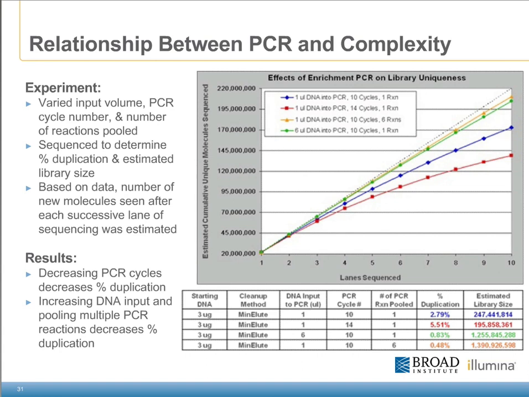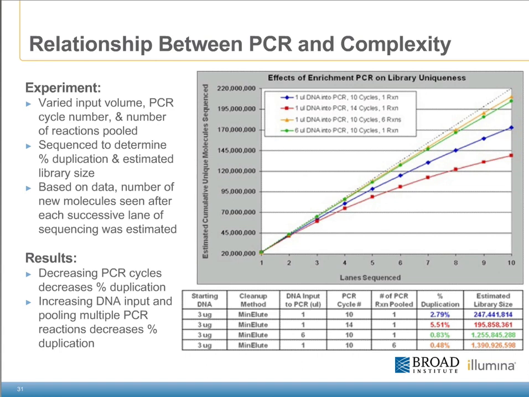What improves the most here, and this is the yellow and the green lines, is when you put more material into your PCR, which makes sense. The more you start with, the more you're going to end up with at the end. The green line is when you put 6 microliters of DNA into 1 PCR at 10 cycles. And now you can see that's almost up at y equals x, which is nice.